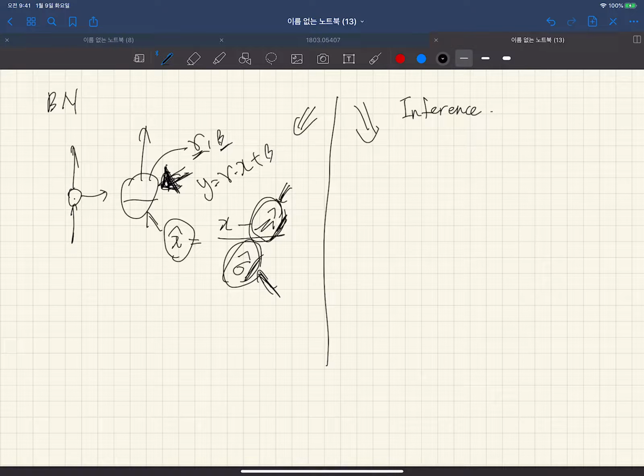So for inference, you do not use the mini batch mean and variance, but you have to use some averaged mean and variance. So you do not take mu hat and sigma hat from the last mini batch, but you take the average of mu hat and sigma hat.